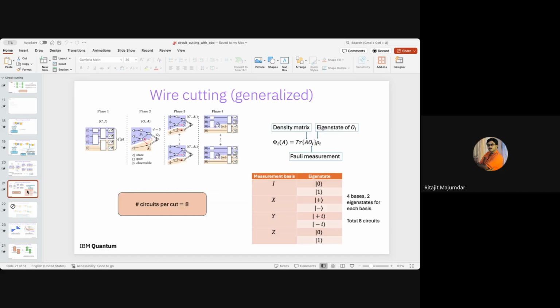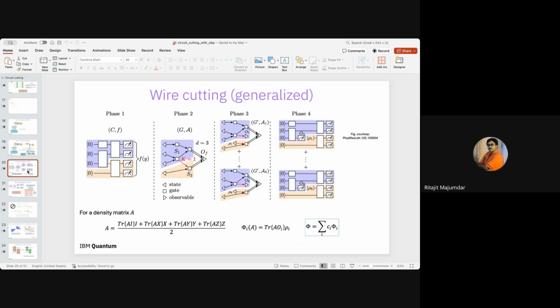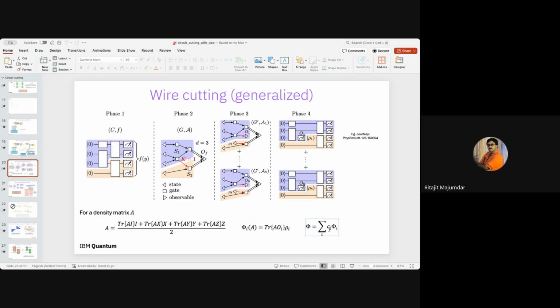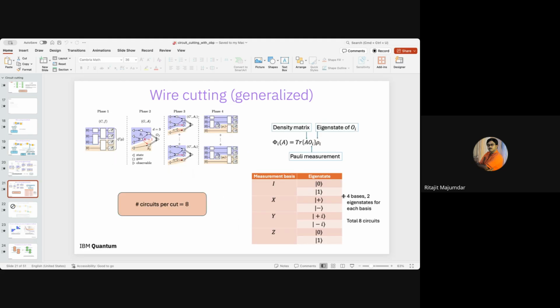And when we say knitting, again, cutting and knitting are the same thing. Finally, you need to do a sum over this c_i phi_i. What is c_i? If you look into this, identity is |0><0| plus |1><1|, Z is |0><0| minus |1><1|. So this plus minus these coefficients are the c_i's. Individually you get the outcome of each of these cases, and then you either add or subtract accordingly. And what this gives you is the expectation value of a particular observable.